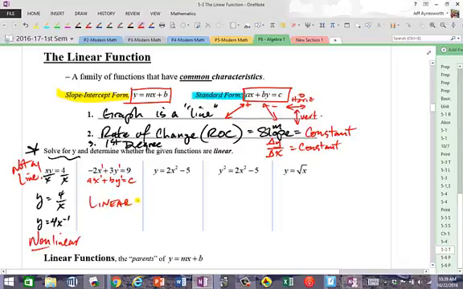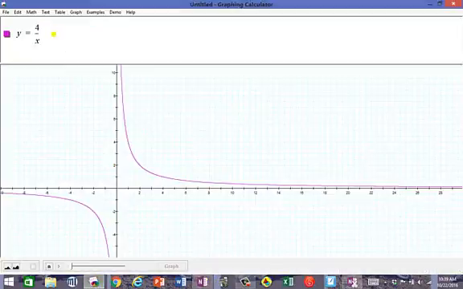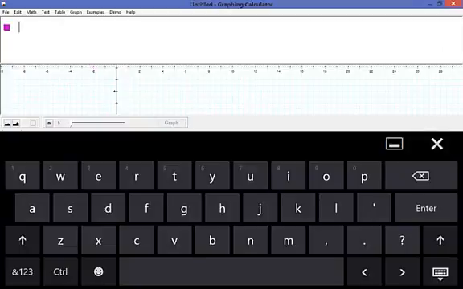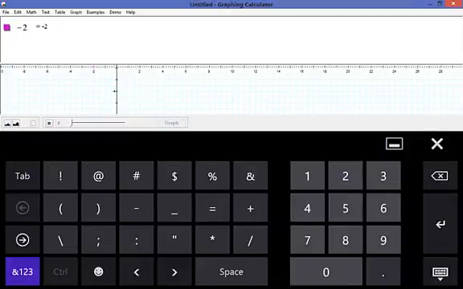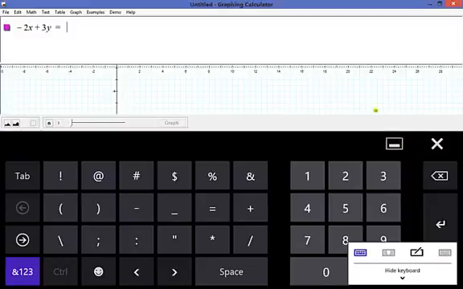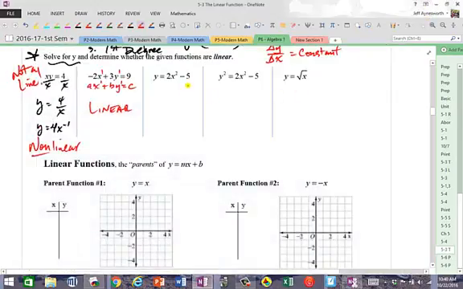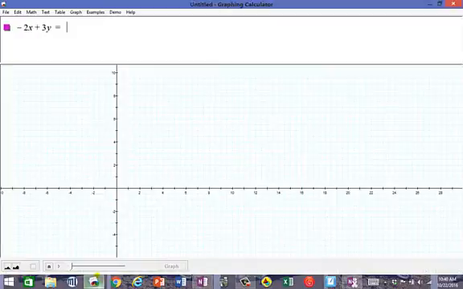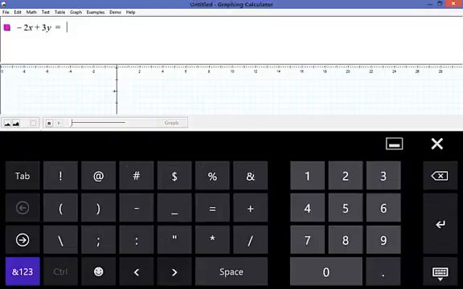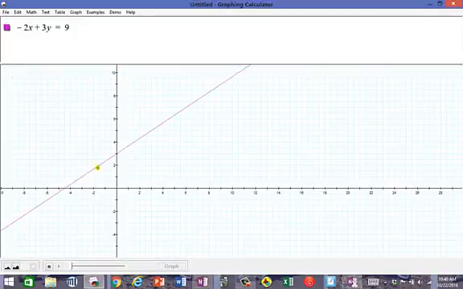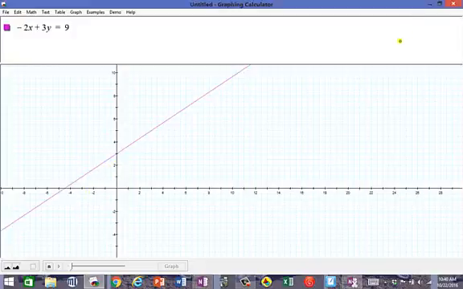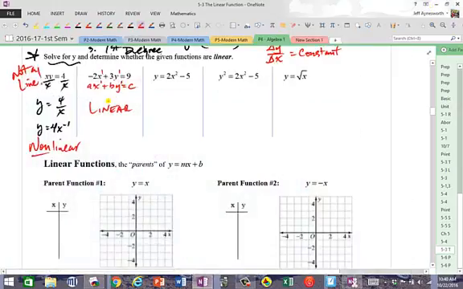Negative 2x plus 3y equals 9. Might as well do it, right? Let's do it real quick. Why not? So let's change it right here: negative 2x plus 3y equals, what is it equal to here? Let me go back here. Equal to 9. Okay, so 9. Let's put a 9 in there just for funsies. All right. And look at this. Oh my goodness, it's a line. It has a constant rate of change. So hopefully you're believing me here. It is linear.